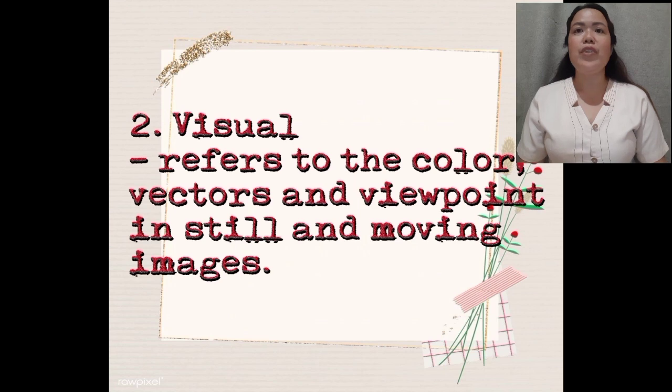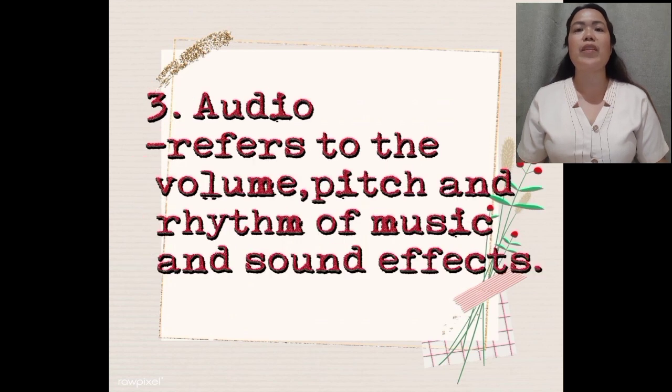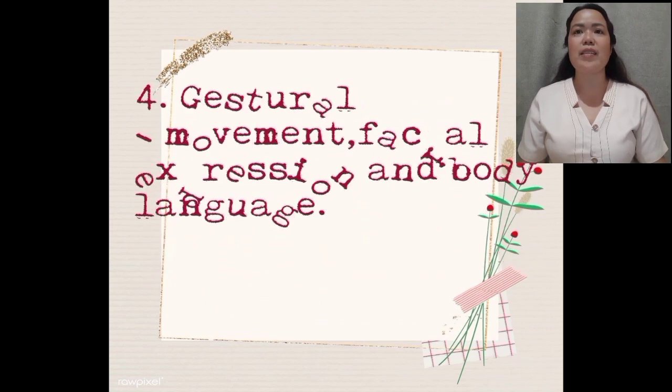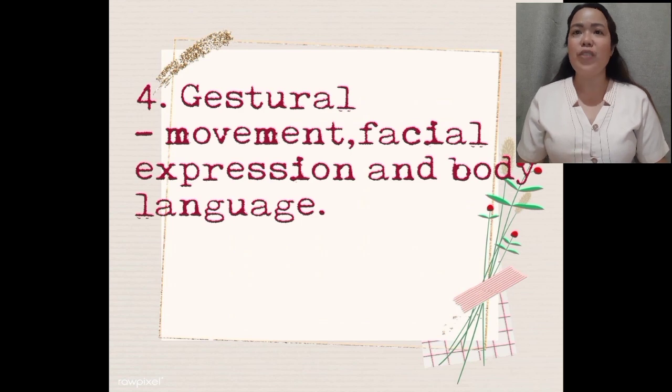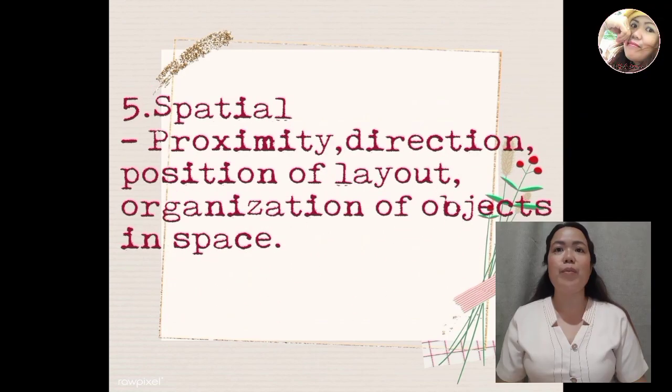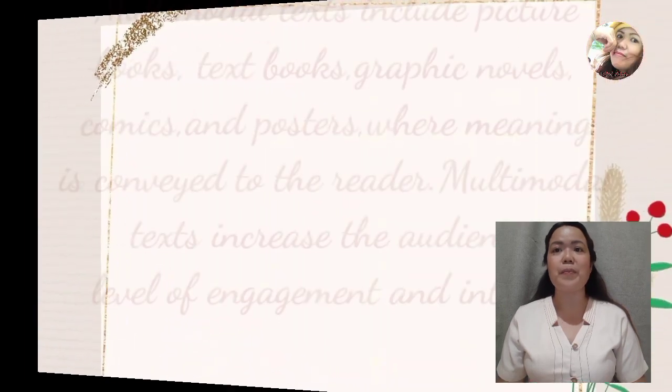Number 2, visual, refers to the color, vectors, and viewpoints in still and moving images. Number 3, audio, refers to the volume, pitch, and rhythm of music and sound effects. And number 4, gestural, movement, facial expression, and body language. And number 5, spatial, proximity, direction, position of layout, organization of objects in space.